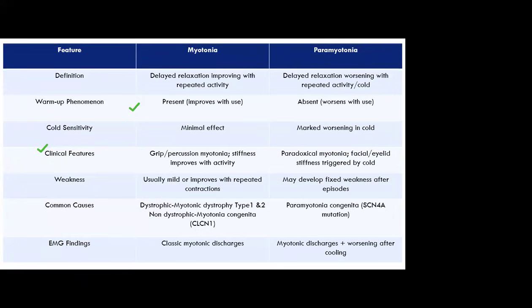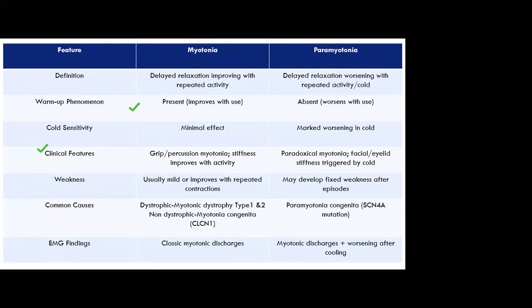The warm-up phenomenon indicates that with use, myotonia improves, whereas paramyotonia worsens with use. Cold sensitivity has a minimal effect in myotonia, whereas there is a marked worsening in cold in paramyotonia. The clinical features are grip or percussion myotonia with stiffness improving with activity, whereas paramyotonia is a paradoxical myotonia. Usually facial or eyelid stiffness is more common in paramyotonia, whereas in myotonia it is more the limbs that are involved. Weakness is usually mild or improves with repeated contractions in myotonia, whereas paramyotonia may develop fixed weakness after the episodes.